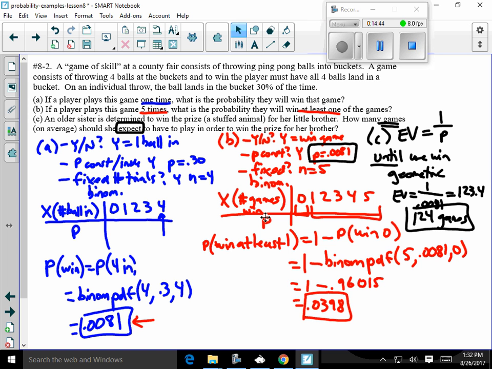Now, this is how carnival games stay in business, right? Maybe it costs $1 to play each of these games, right? So you should expect to lay out $124 to win this probably $3 stuffed animal for your little brother. It would probably be cheaper for you to just go buy the stuffed animal, right? Unless you really have fun playing the games, of course. Okay, let's move on to the next one.